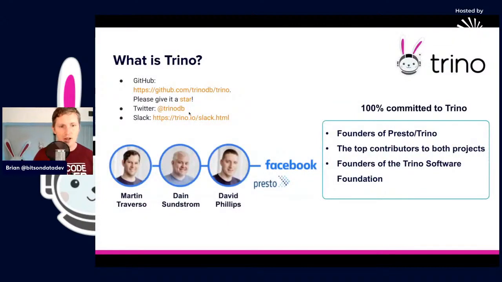So Trino actually was not originally called Trino. It was originally an open source project called Presto, and it was rebranded to Trino recently, getting close to a year and a half ago now. The three original founders were working at Facebook: Martin, Dain, and David, as well as a fourth who joined the project right after these three started it, named Eric Huang.